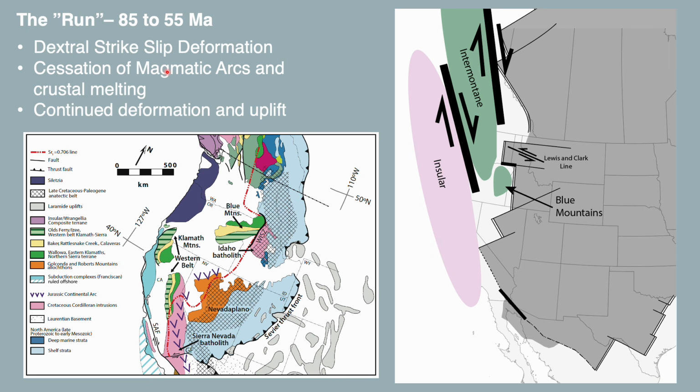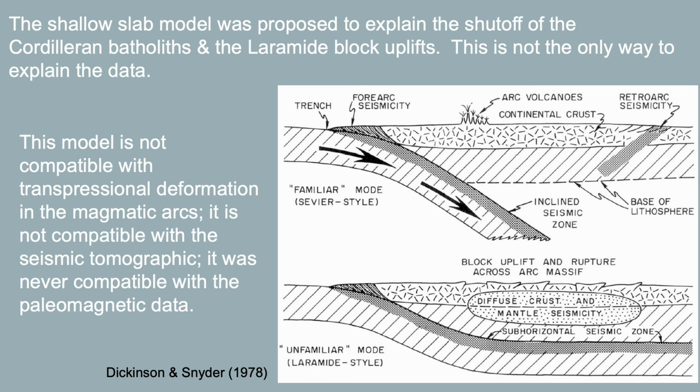We get cessation of magmatic arcs in this model because the insular terrane is simply blocking them. And then we get continued deformation and uplift in the Rocky Mountains, including in these block uplifts. So these are the Rocky Mountains of Colorado and Wyoming.